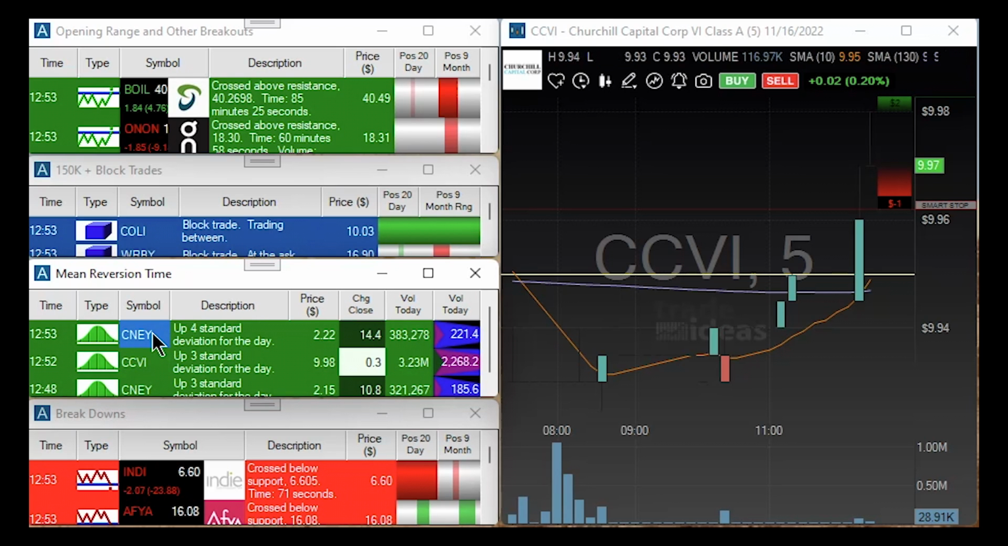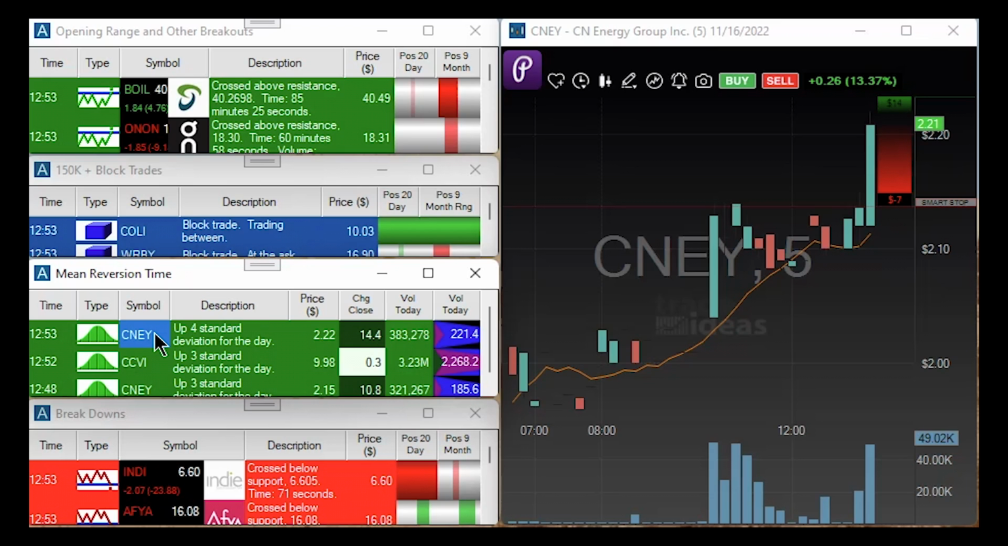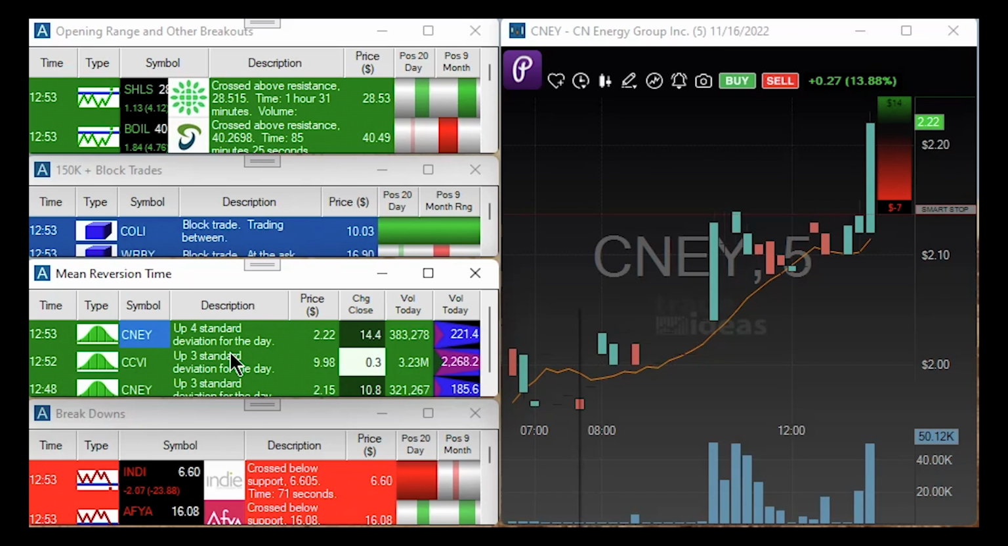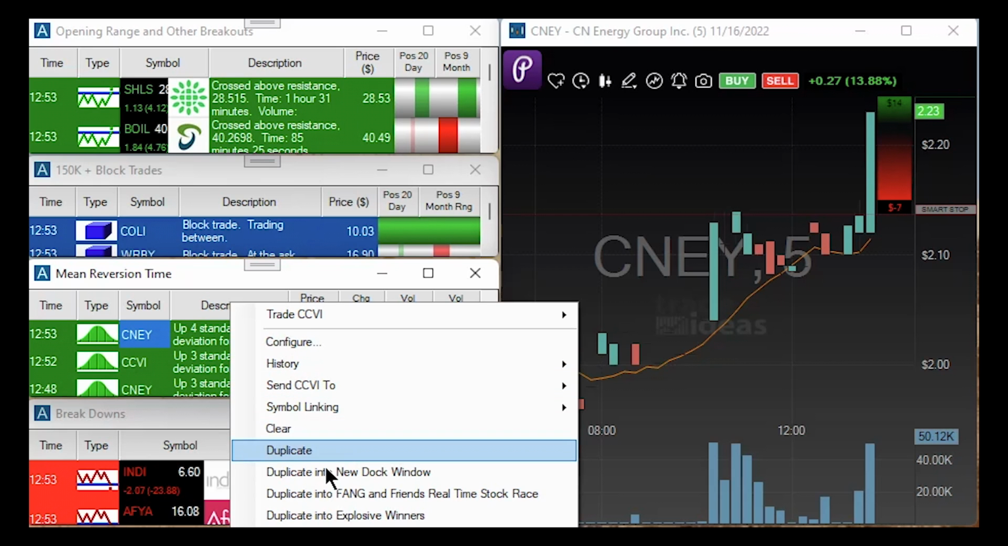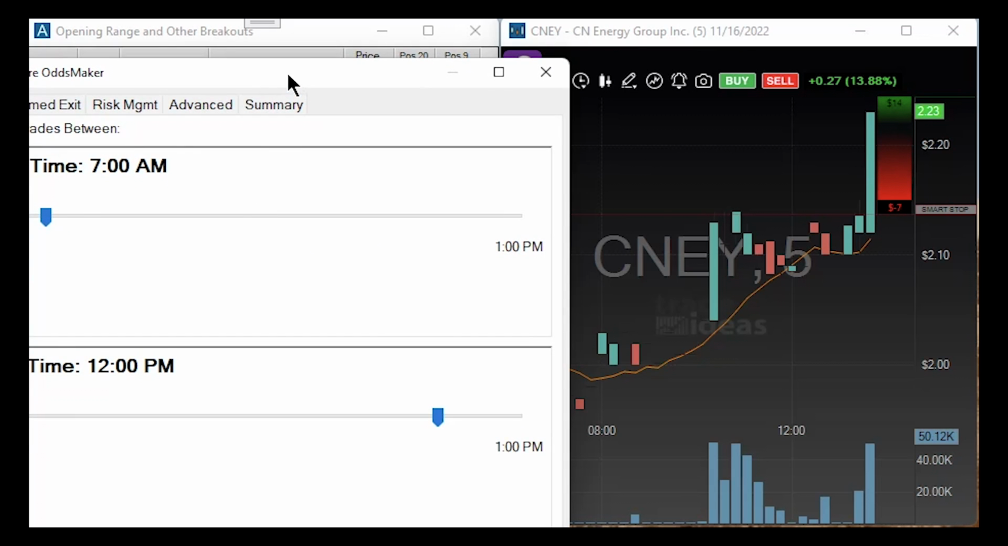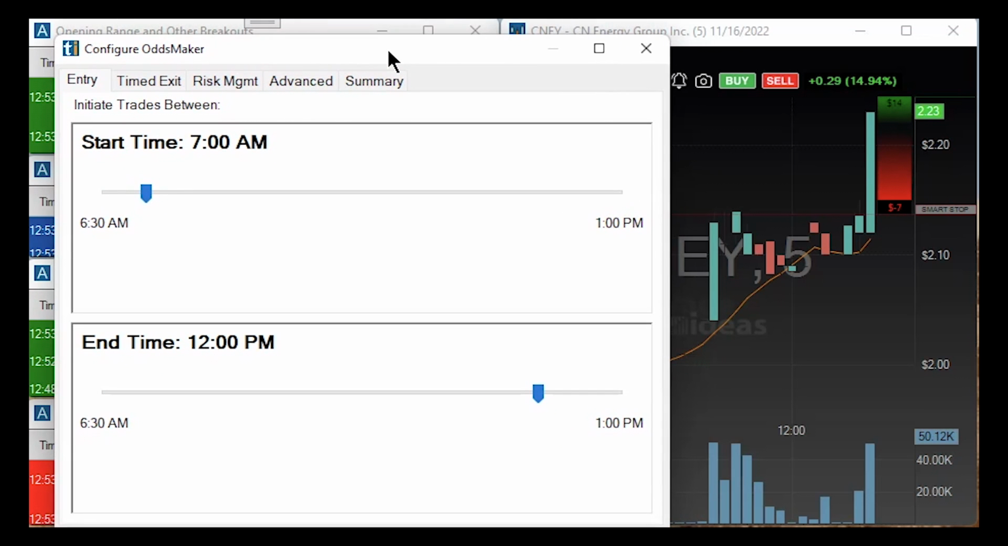So here's another one that just came in for SCNEY, and they're all going to be large relative volume, stuff like that, because again, this is a big statistical outlier. So let's see what we're going to do about it. I right click and I say backtest strategy. So what I'm going to do is bring our backtester in here.